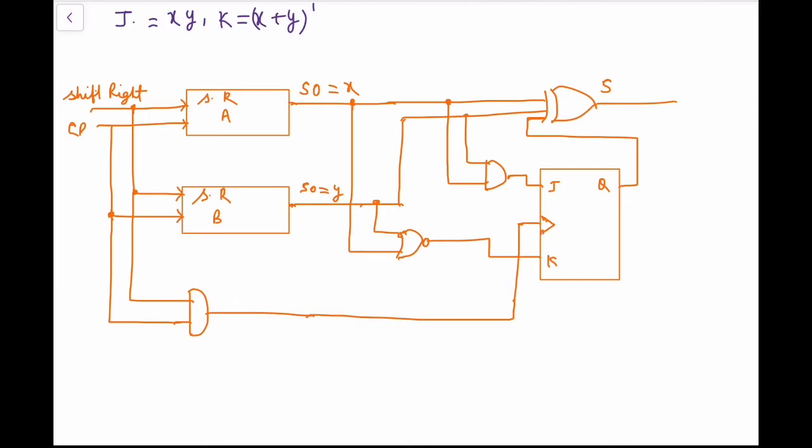There must be a synchronous clear signal, and the sum output, or the output bit, or the sum bit, must be stored again in register A, so there must be a feedback path between the terminal and A. So this is the complete circuit diagram of the serial adder.